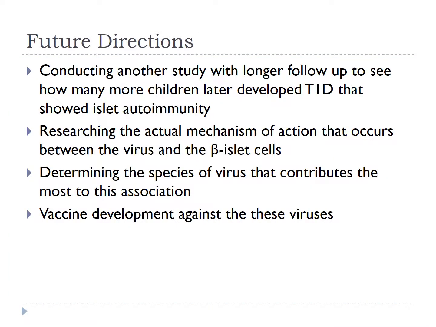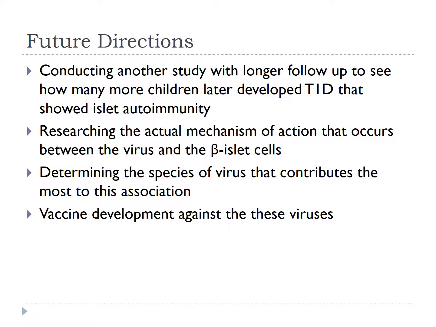Some future directions that could be done to research the association between viral infections and type 1 diabetes would be to conduct other studies that have a longer follow-up time. This would allow researchers to actually see how many of these children that seroconverted to islet autoimmunity went on to developing type 1 diabetes later in life. It would also be useful to research the mechanism of action between the virus and the cells in the pancreas.